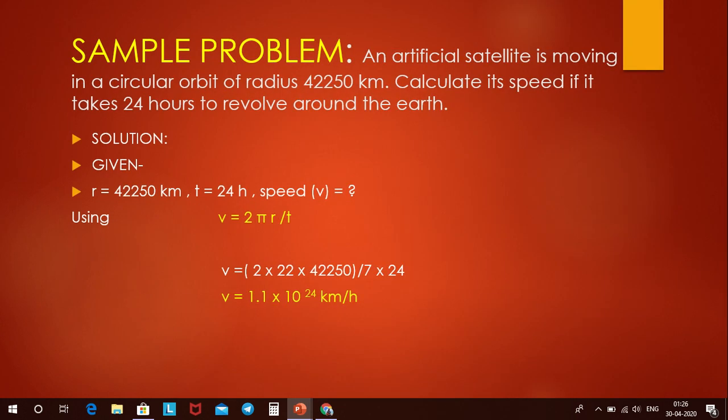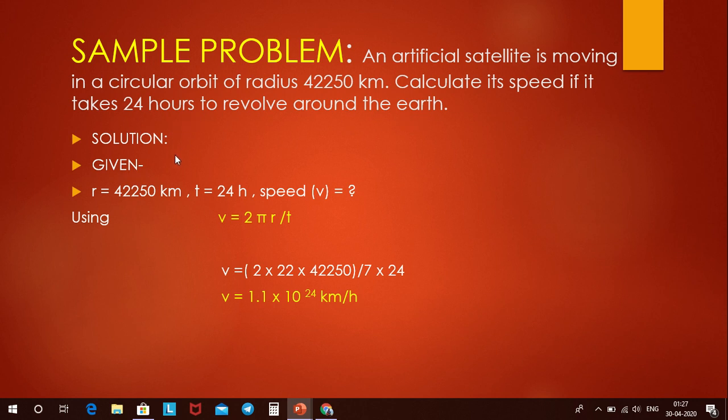Now it's time to solve a sample problem, and we are taking this question from NCERT book back exercises. Let us read the question. An artificial satellite is moving in a circular orbit of radius 42,250 kilometers. Calculate its speed if it takes 24 hours to revolve around the earth.